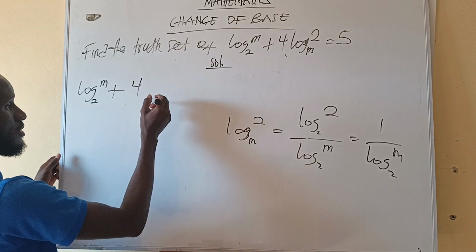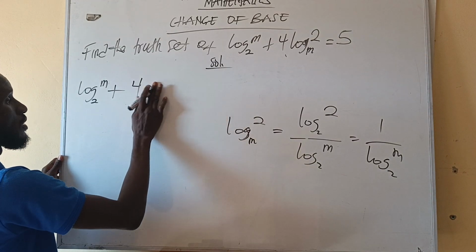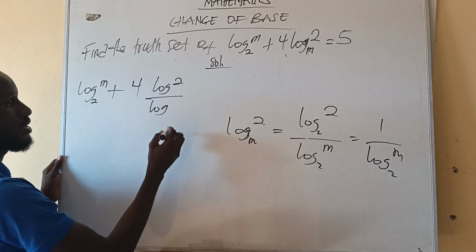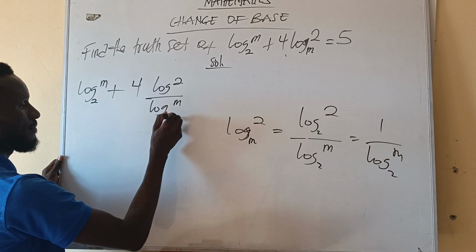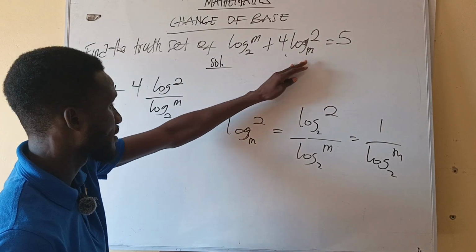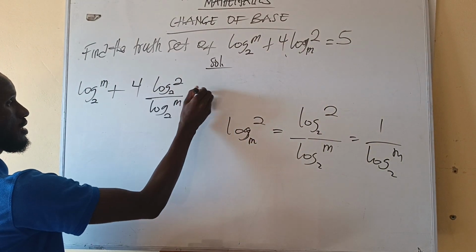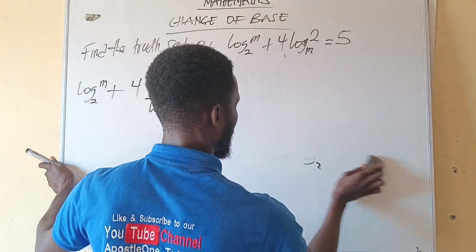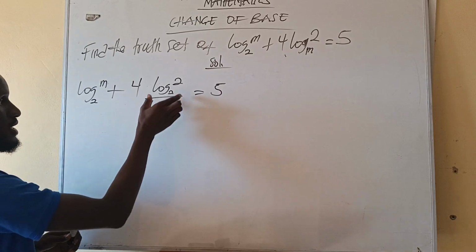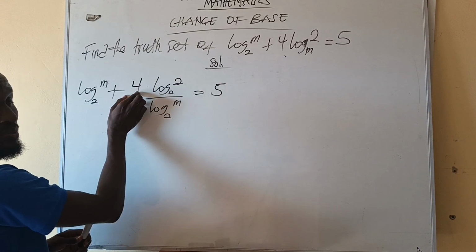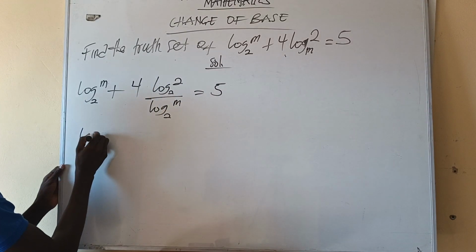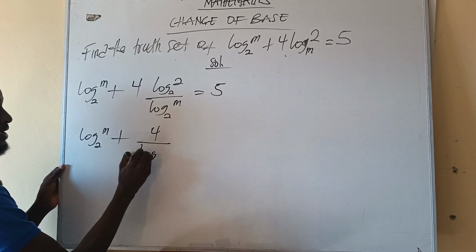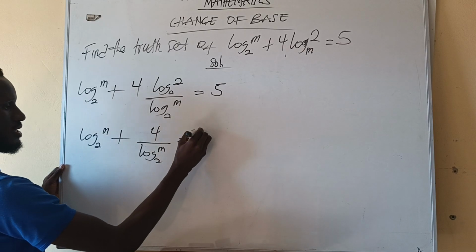Log of the same base is 1, and 1 is multiplying 4, so we're going to get 4. So we have log of m base 2 plus 4 divided by log m base 2 is equal to 5.